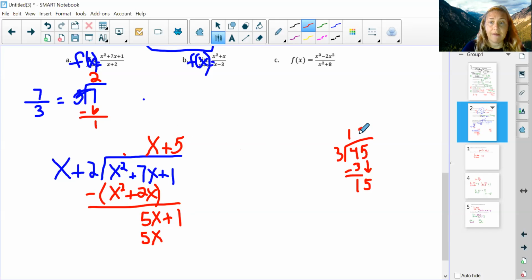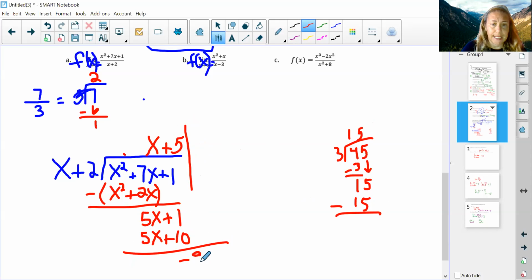When I get a 5, I multiply 5 times 3, and that's 15. So same idea over here. What's 5 times x plus 2? That's 5x plus 10. And then in this case, I get a remainder. I know I'm done because if I've lined things up place value wise, once I get to the edge of this bar, I am done.